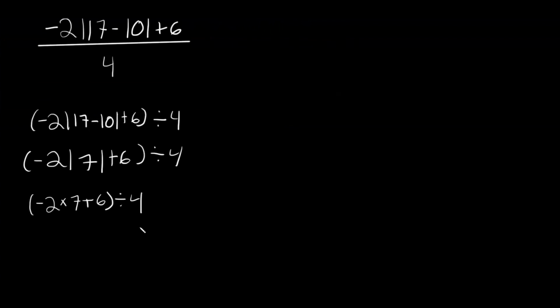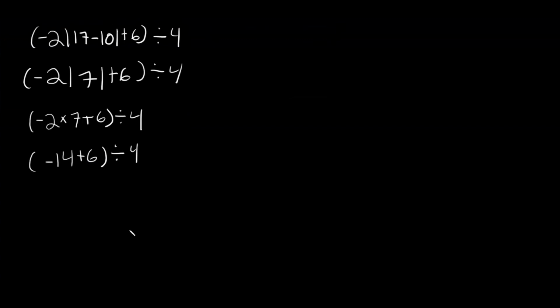And then here we can rewrite this as, a positive times a negative is a negative, so this is negative 14 plus 6, divided by 4. And here we have an addition problem with one negative, so we can actually subtract 6 from 14, or we can start with 14 in the negative direction of the number line and then move 6 to the right, and our answer will be negative 8, because we have the sign of the negative 14 since it is the distance greater to the left than 6 is to the right.